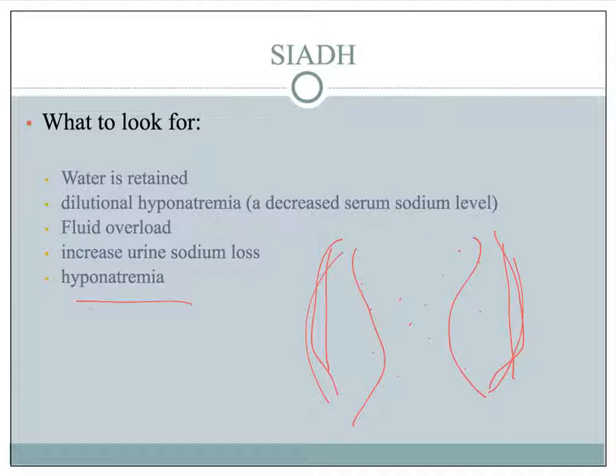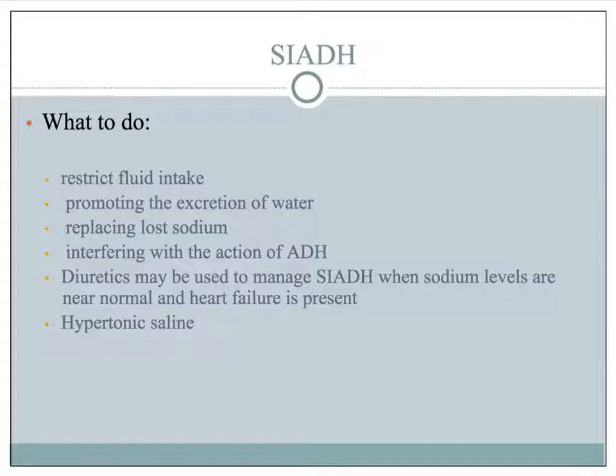So the treatment for that is not to put them on a sodium restricted diet. You put them on a fluid restricted diet. Okay, make sure you understand that. Again, here are the steps for syndrome of inappropriate antidiuretic hormone. You restrict their fluid, promote the excretion of water, find the cause, essentially, that's causing the inappropriate antidiuretic hormone. And there are some medications that we can give to interfere with the action of antidiuretic hormone.